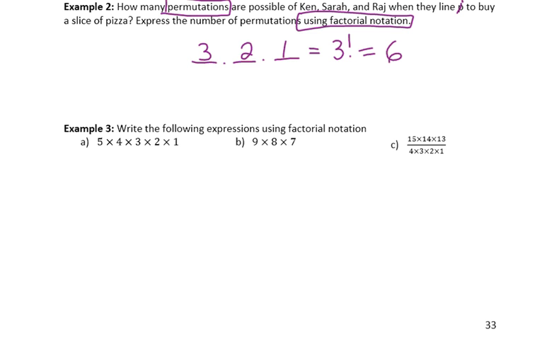Okay, write the following expressions using factorial notation. So how else can you write 5 times 4 times 3 times 2 times 1? It's easy. 5 factorial. Okay!